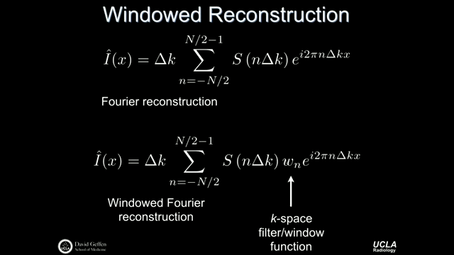What this means is you have a weight, W sub n, meaning the weight is different depending on the n that you're acquiring. Remember, n marches us through different discrete points in k-space. So depending on where we are in k-space, or which point we're trying to acquire, we can change what this windowing weight will be. And this will give us what we call a windowed Fourier reconstruction.